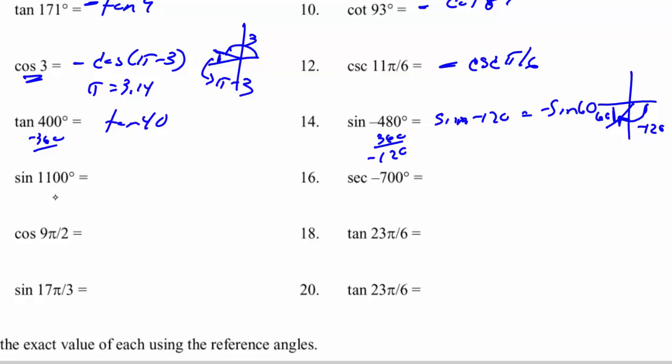1100 degrees. So, like, you have 360, 720, and then you have 1080. So take away 1080. So this is like the sine of 20. Same angle.